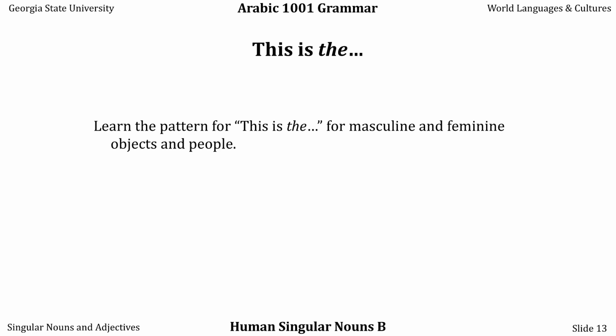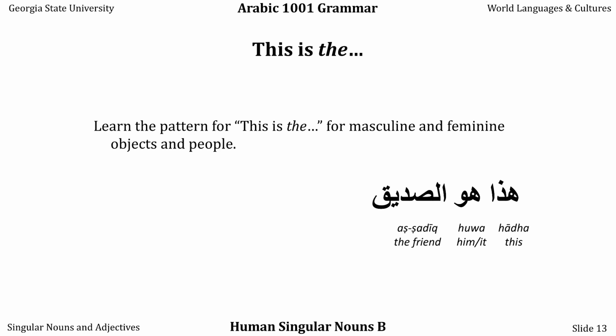Now learn the pattern for this is the for masculine and feminine objects and people. Hadha huwa as-sadiq. Sadiq is a new word. Sadiq means friend. It comes from the root for to tell the truth. So hadha huwa as-sadiq. Hadha is this. Huwa is him or it, him in this case. As-sadiq, the friend. Notice we don't say al-sadiq, even though we write al-sadiq. We say as-sadiq. Sad is one of the letters that absorbs the L in alif lam.